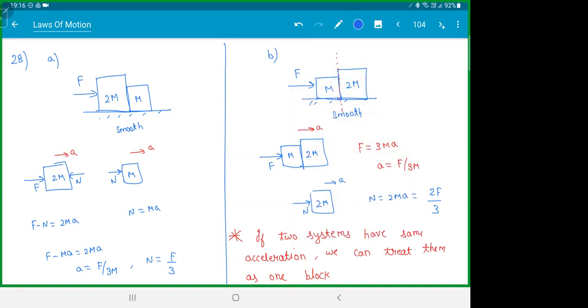Let's do a better one. Please ask me anyone confused with this. And if you observe, both the normal reactions are not same, F by 3 and 2F by 3. Be careful with that. Even though everything looks identical, it depends on from which side you're pushing. So pushing a 2M block and small m will actually give you low normal reaction. The reverse will give you more normal reaction.